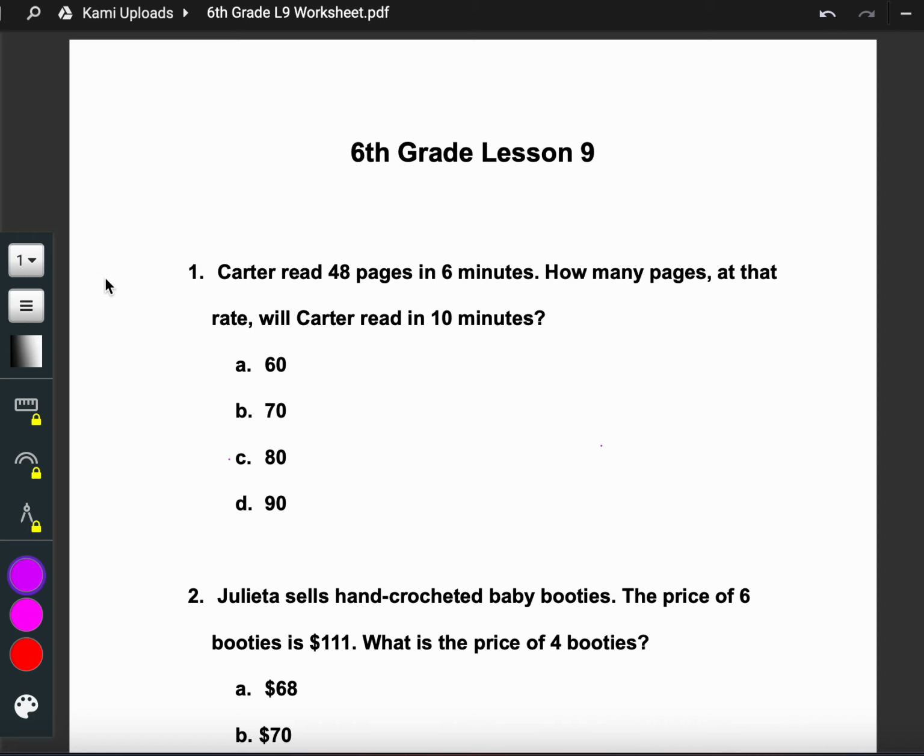Okay, so let's look at number 1. Carter reads 48 pages in 6 minutes. So he reads 48 pages in 6 minutes. So we're trying to find out how many pages at that rate will Carter read. So how many is x in 10 minutes?